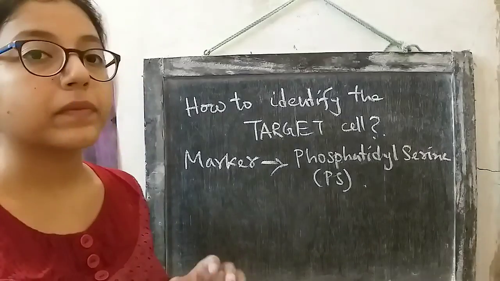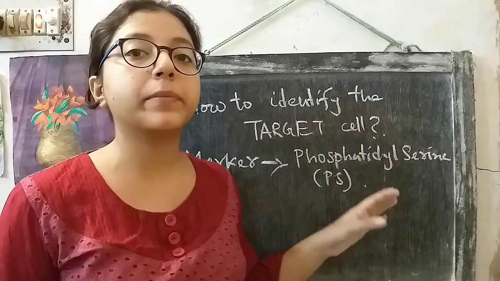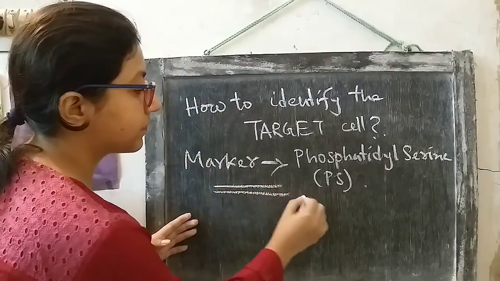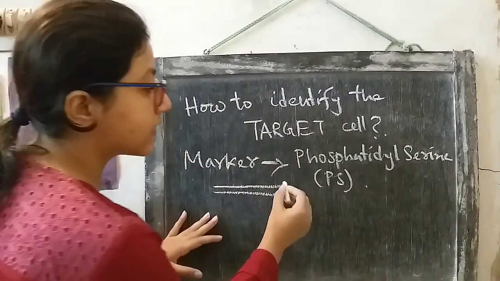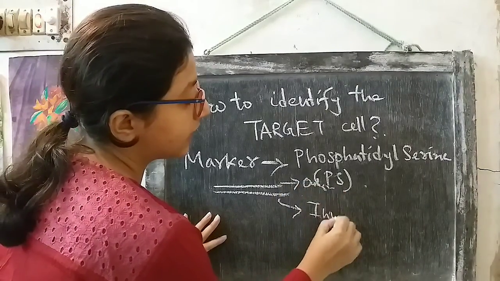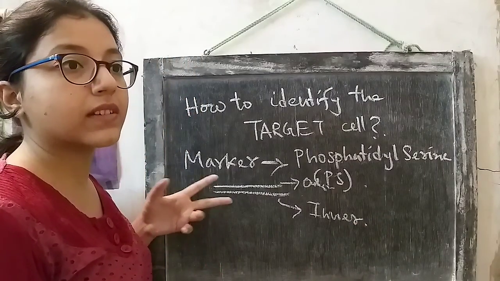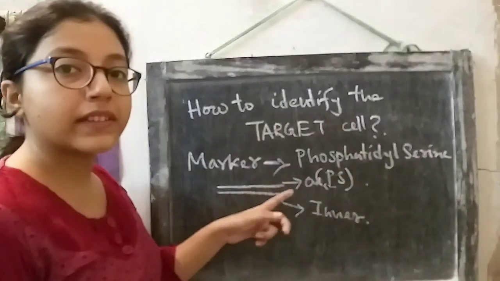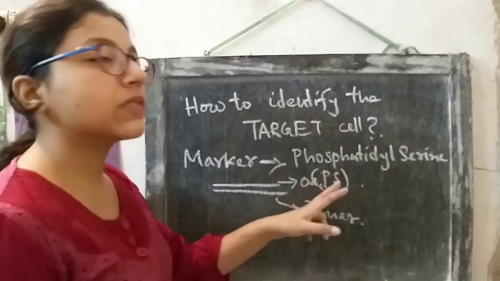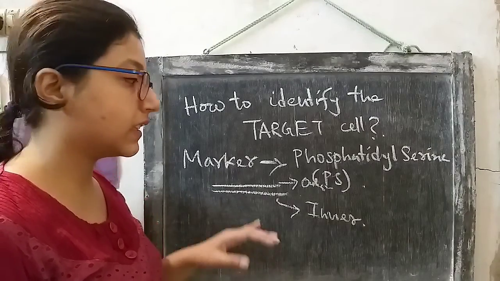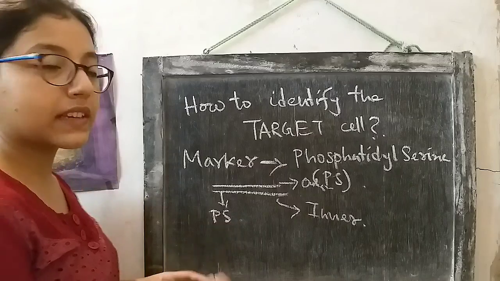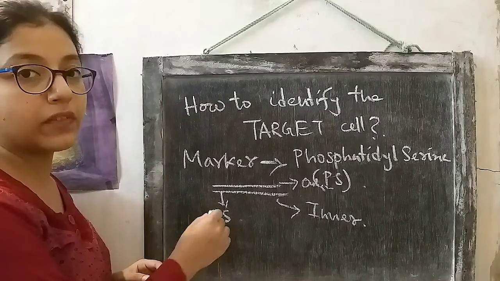Phosphatidylserine is generally present in the inner leaflet of the plasma membrane. Cells have a plasma membrane, and the plasma membrane has two leaflets. It is a double layered membrane. The outer layer is called the outer leaflet and the inner layer is called the inner leaflet. In normal cells, phosphatidylserine is normally present in the inner leaflet of the plasma membrane.